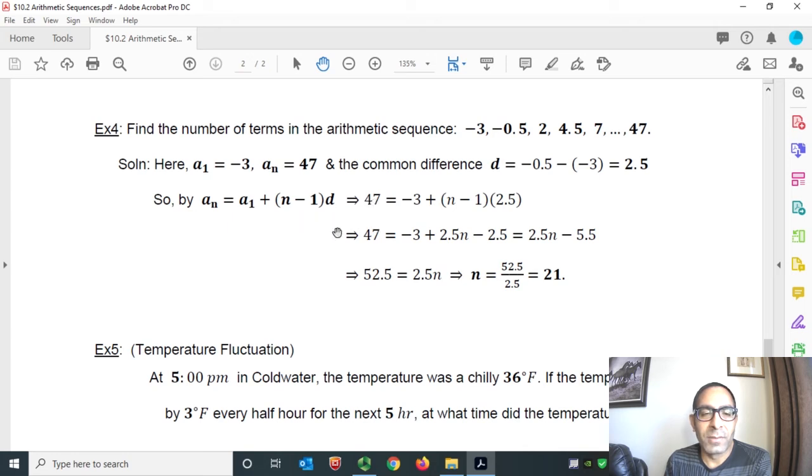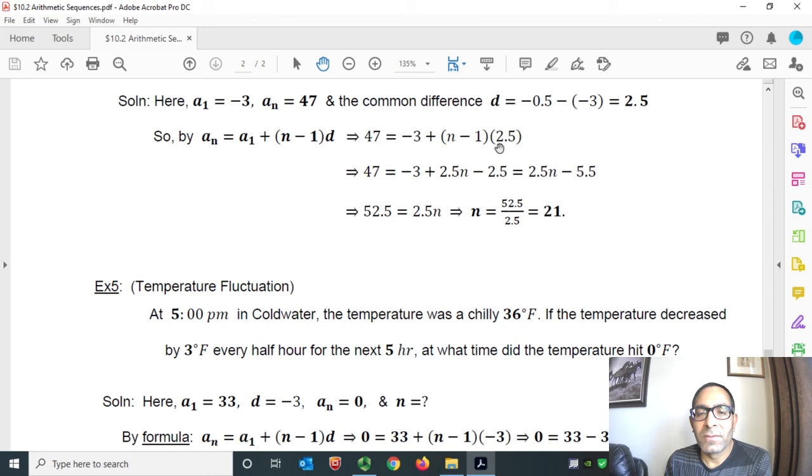So the nth term, 47, equals the first term, negative 3, plus (n minus 1) times the common difference, 2.5. We don't know n, so let's keep it as it is. Now let's solve this equation for n. In the next step, let's distribute: multiply 2.5 inside this parenthesis. So we have 47 as it is on our left side equals negative 3 as it is, plus 2.5 times n minus 2.5 times 1, which is 2.5.